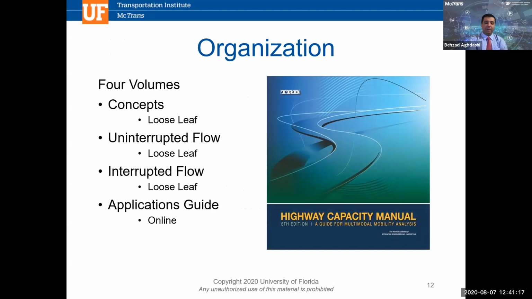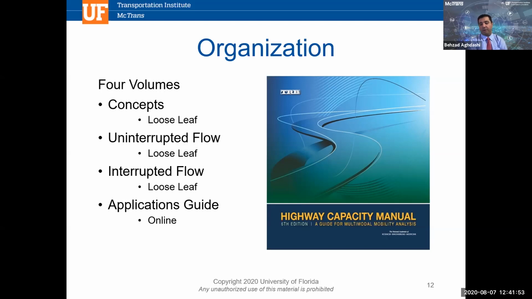So we talked about what HCM is, what the different versions are, and what methods have found their way into it in the past 30 years. Let's talk a little bit about its organization so that all of us will have the same understanding of how it's organized. Basically, HCM 6th edition has 4 volumes, volume 1, 2, 3, 4. The first 3 volumes are named Concepts, Uninterrupted Flow, and Interrupted Flow.